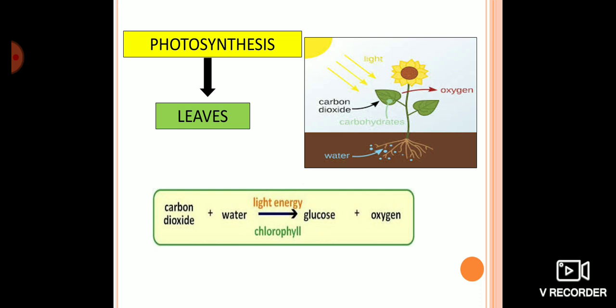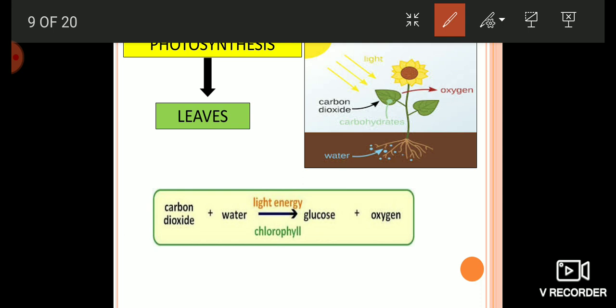Plants prepare food by the process of photosynthesis, and photosynthesis occurs in the leaves of the plant. First, leaves absorb carbon dioxide from the air, and then water and minerals from the soil.